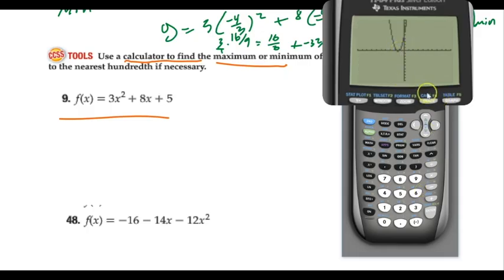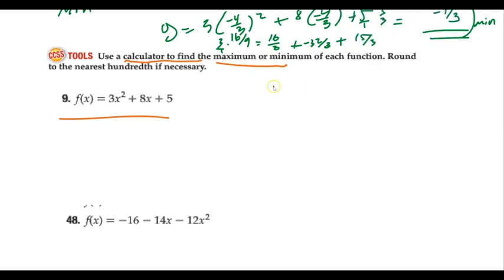We're going to use our favorite button, which is second calculate. Second calculate, there's value, there's zero, and then there's a minimum and maximum. I'm going to find the minimum. Now, the way this works, they're going to give us a graph, and it's going to ask us for a lower bound. Here's the min. The lower bound means just move your cursor until it's past that side.